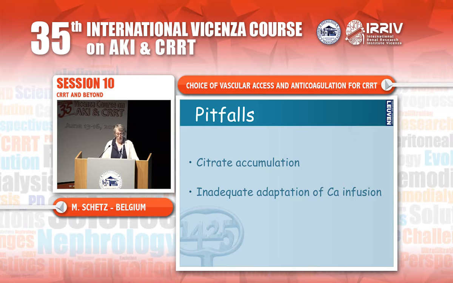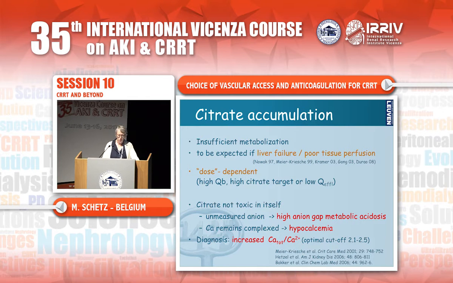So what are the pitfalls? There is citrate accumulation and the problem of the management of the calcium infusion. Citrate accumulation occurs when it is insufficiently metabolized and is therefore to be expected in patients with liver failure and with shock, poor tissue and muscle perfusion. The risk is dose-dependent and will be higher if you use a high blood flow or a high citrate target, because this requires more citrate input, or if you use a low effluent flow, because that reduces the citrate elimination.